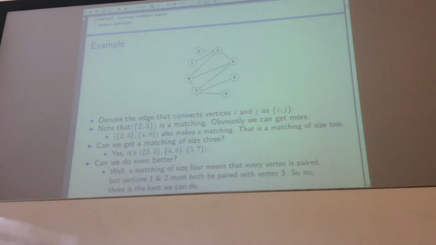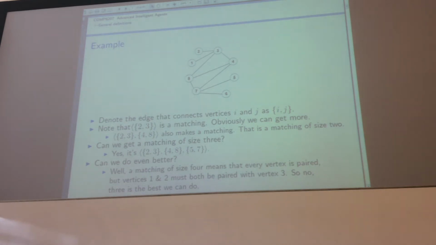And if we look at this example, we have 8 nodes, some edges in there. You can tell that if you take any single edge, for instance 2 and 3, it would provide a matching, right? You can take more edges into the matching, 2, 3, and 4, 8 also will provide a matching, or even more, 5, 7. You can have 3 edges in a matching, they do not share a vertex. Can we do more than that? Can we have 4 edges in a matching in this graph?